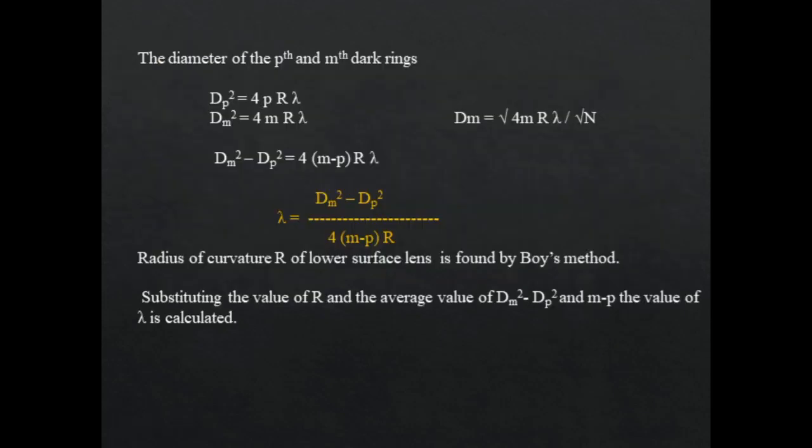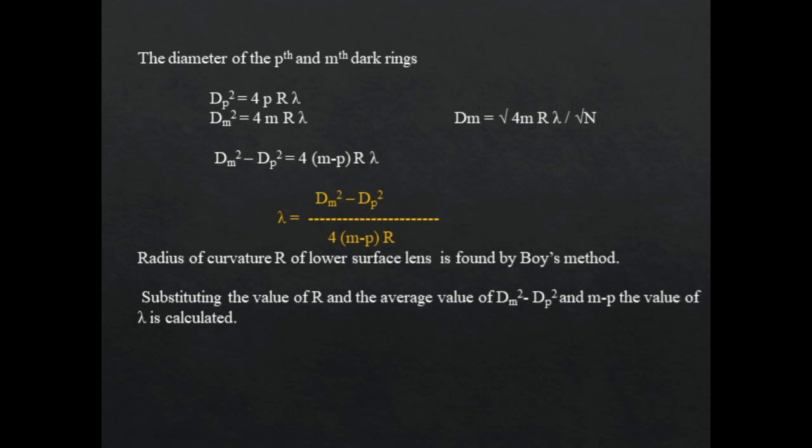Next we can find lambda using that relation. For the pth dark ring we have a diameter relation, and for the mth dark ring we have a diameter relation. If you subtract these two, we can find lambda, the wavelength of the monochromatic light. So the wavelength can be determined from the tabular column, and the radius of curvature of the lens can be found using Boys' method.